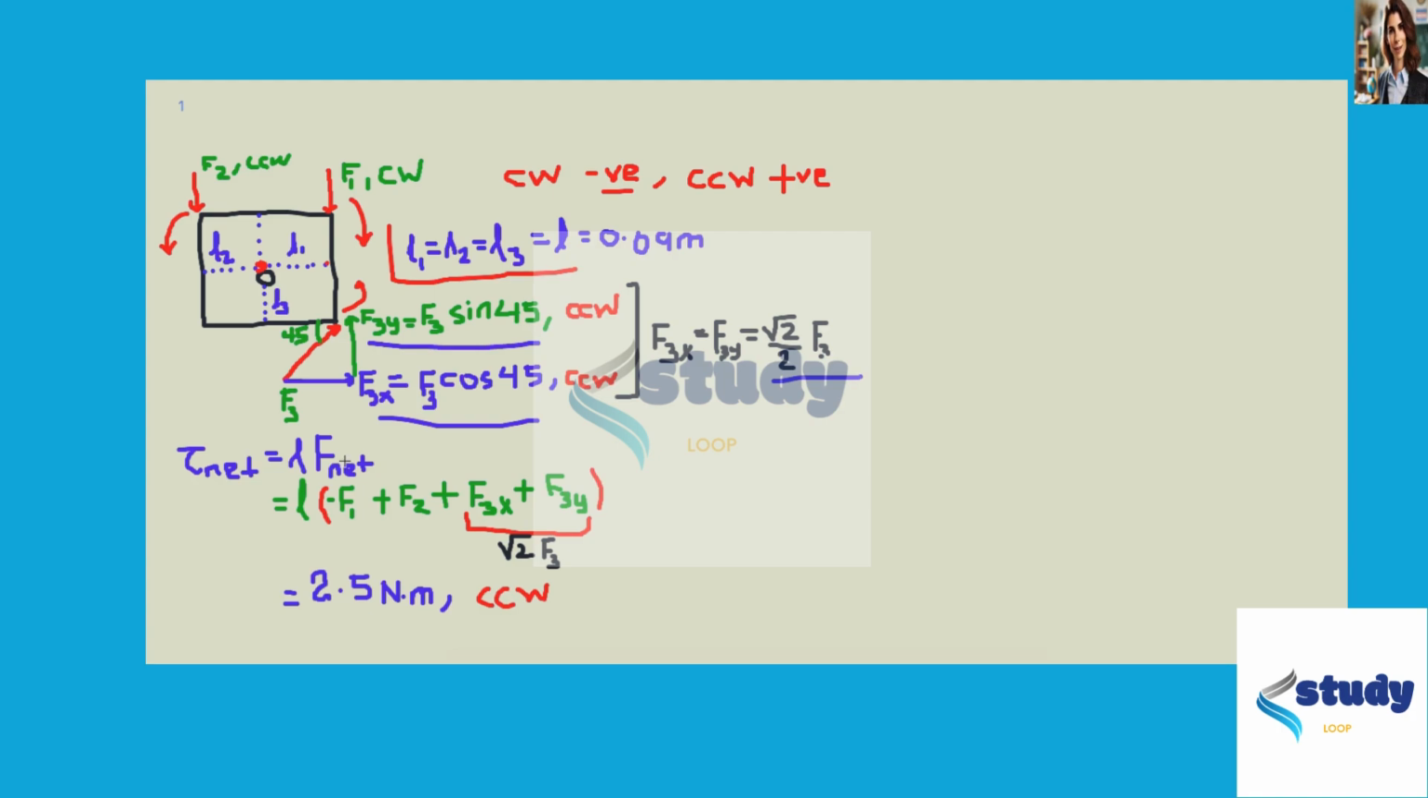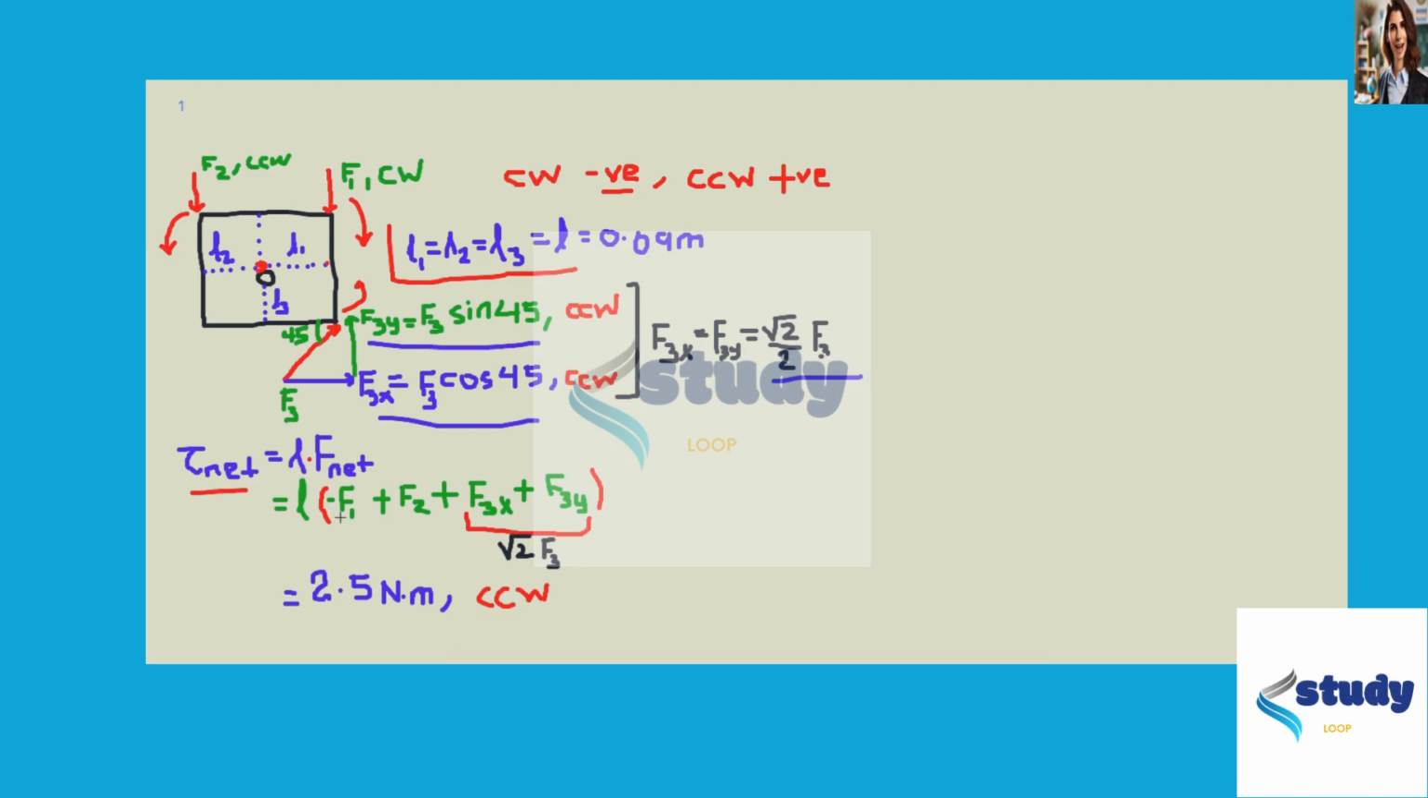Okay, so now that we have all the forces and the lengths from the center, we can calculate the net torque. I have simplified it here by using net torque equals the length times the net force, because the magnitude of the length is the same. So what is changing is only the force. We have four different forces when I break down F3 into X and Y. And I also already put in the signs for each force, the direction, right?